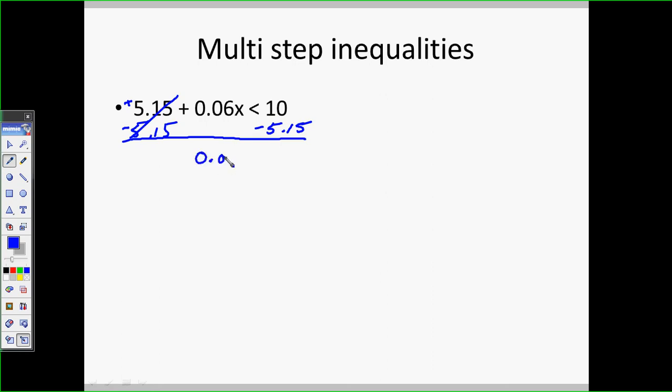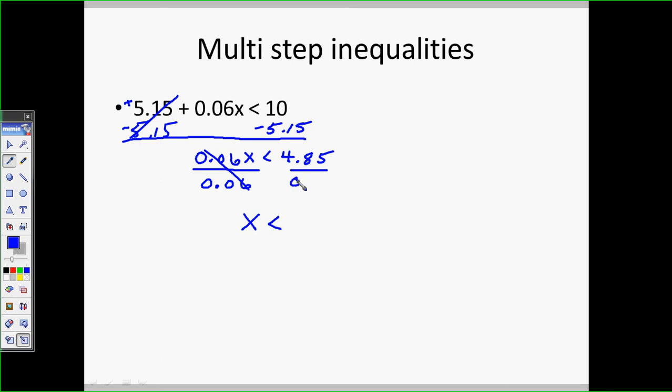I get 0.06x less than 4.85. And so now what I have to do is look to see that 0.06 is now still being multiplied by x, so I have to do the opposite, which is division. So I divide each side by 0.06. This cancels, becomes x less than.